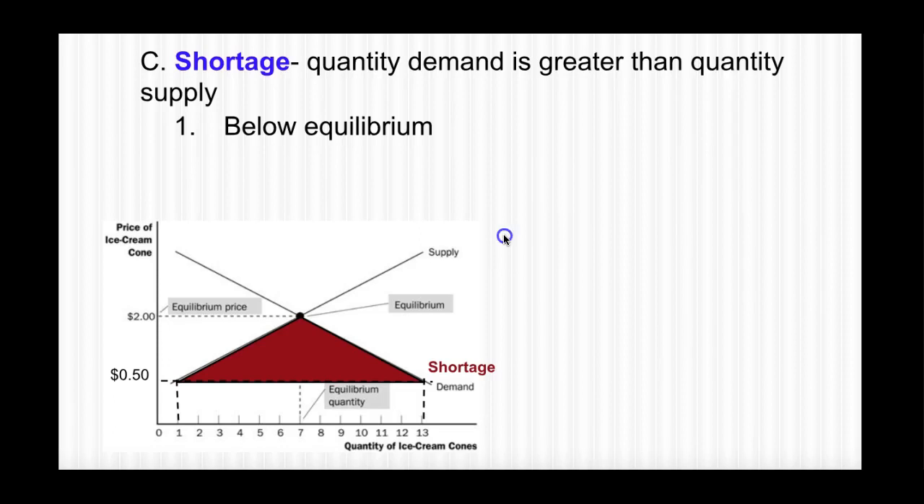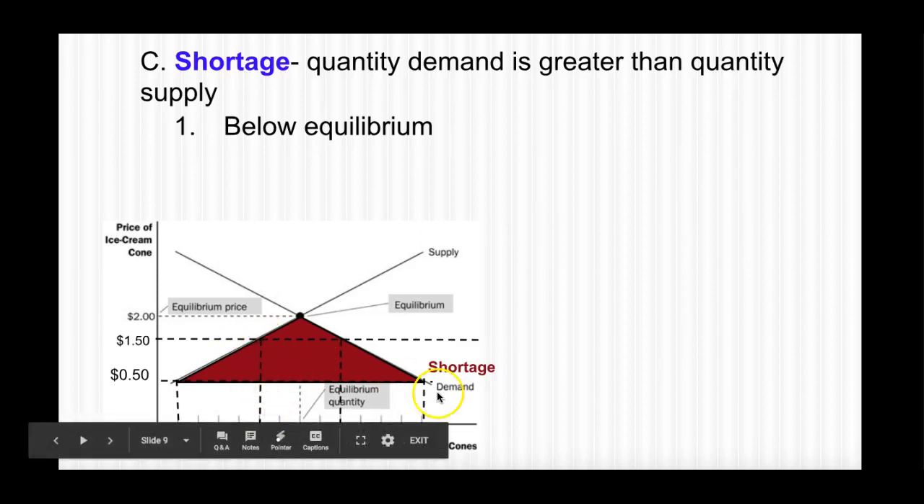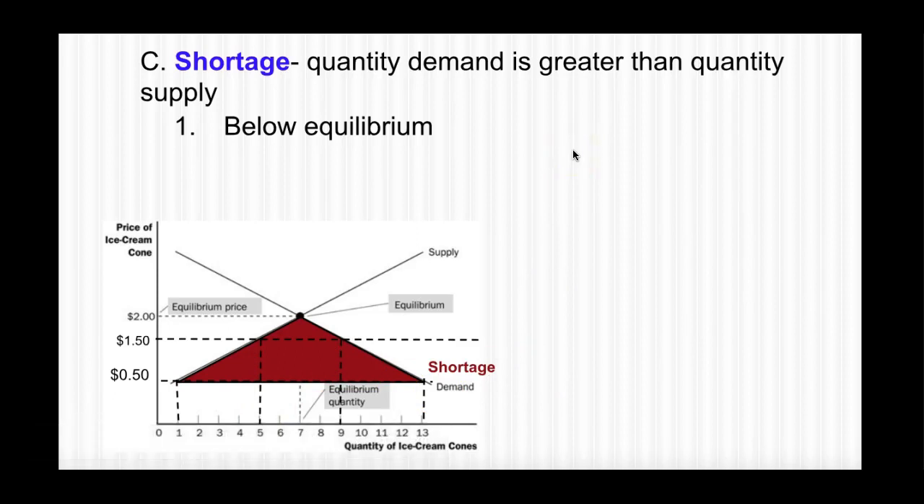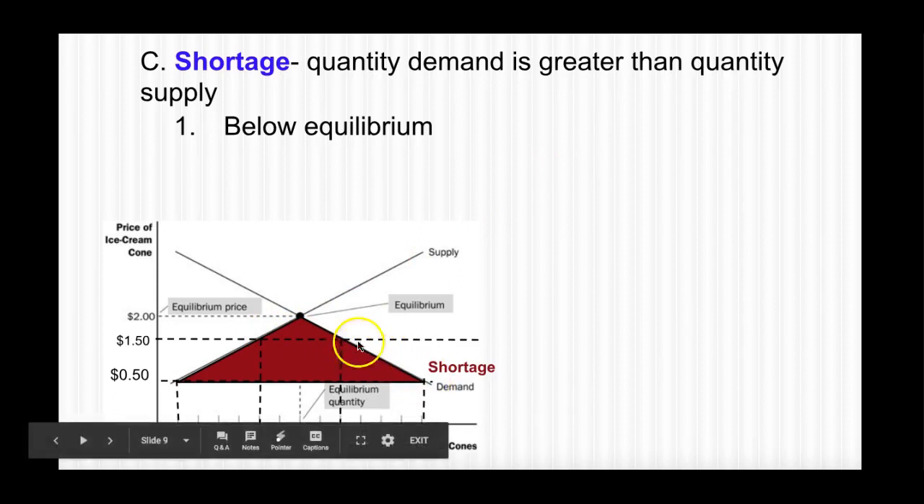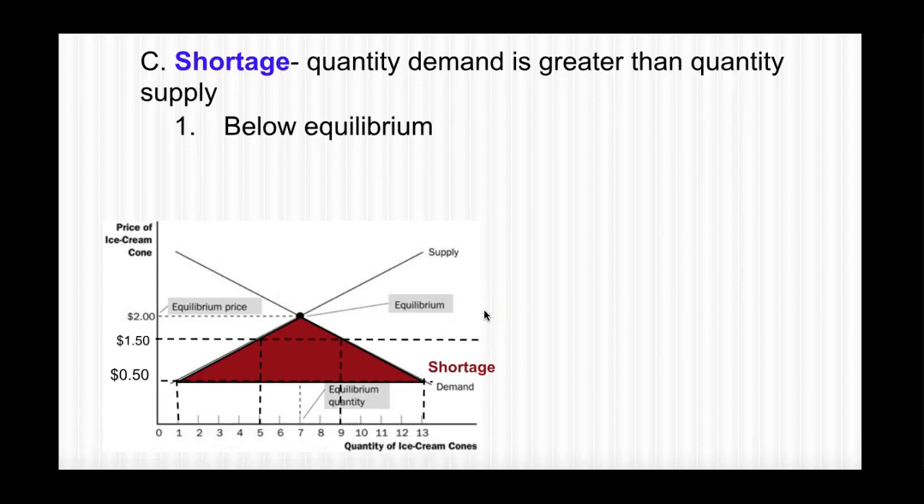Okay, so what if we increase the price? We go up to $1.50. At $1.50, you follow the $1.50 line all the way across to where it hits my supply line and my demand line. Here's approximately where it hits my supply line, and that's when the quantity is 5. So I'm willing to offer 5 for sale. But at my demand curve, I have 9 people that want ice cream cones. So how many people aren't getting ice cream? 4, right? Because 9 minus 5 gives you 4.